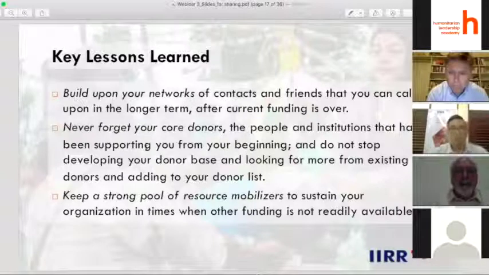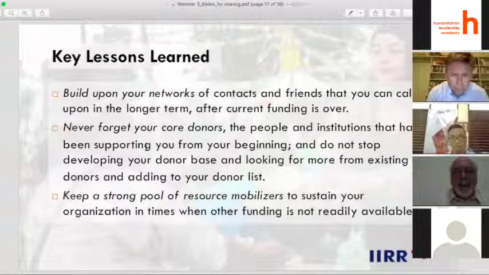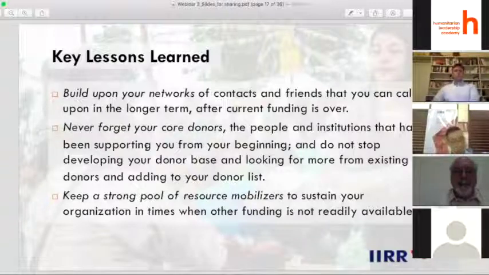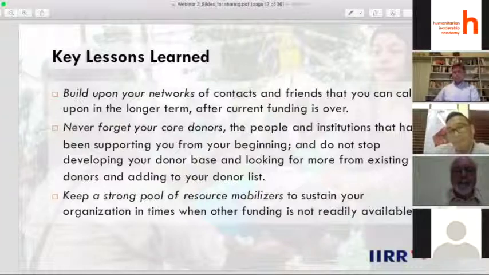Networking, of course, is critical. Building up your networks of contacts and friends, which you can call on in the longer term after current funding is over. Networking is a continual issue. Keep a good database, make sure it's current, interact with your networks. It's become much easier in this day and age with the internet.